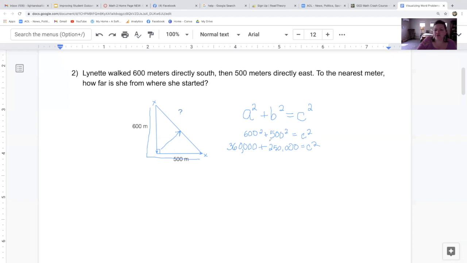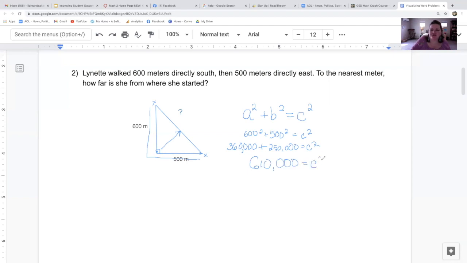Great. Now we are simplifying the left-hand side. We're obeying the operations. So, we squared first, we did exponents before we handled addition. So now I'll go ahead and do my addition. 360,000 plus 250,000 gives me 610,000. And that whole thing is equal to c squared.